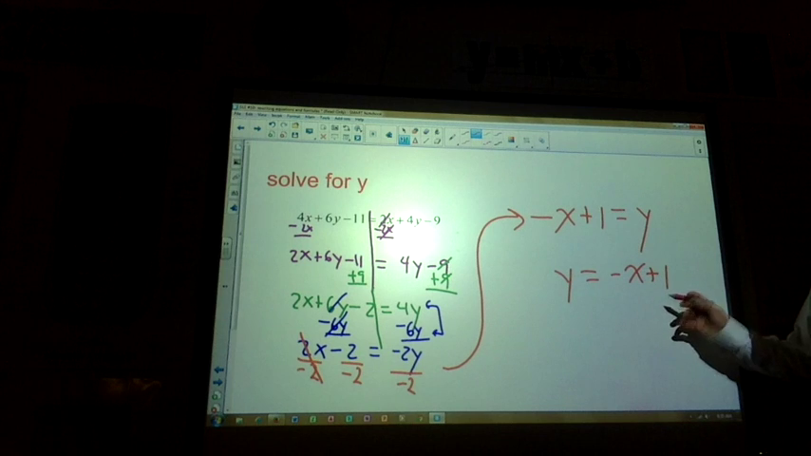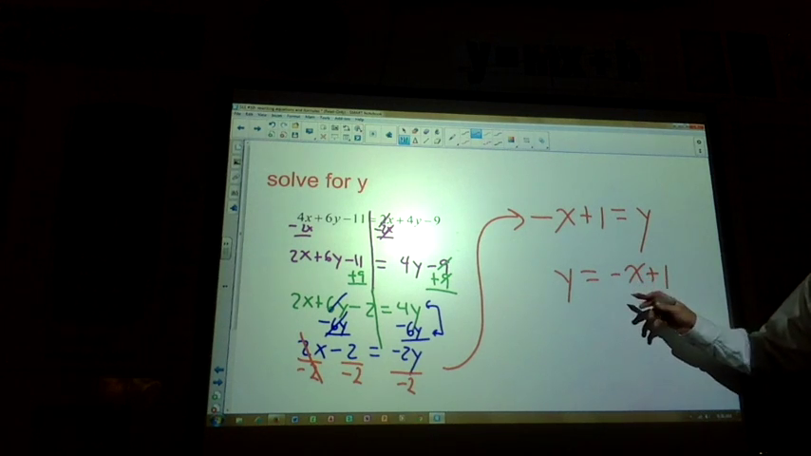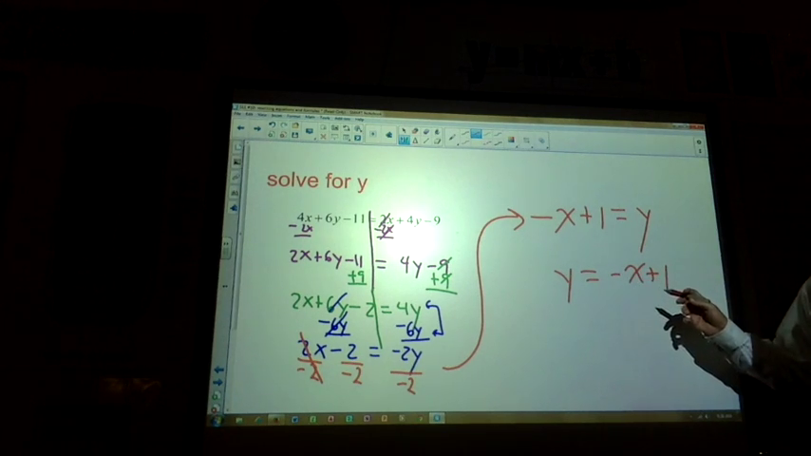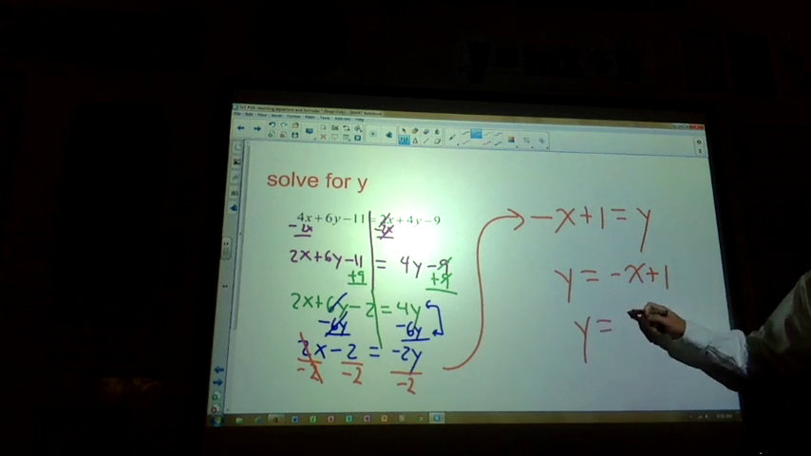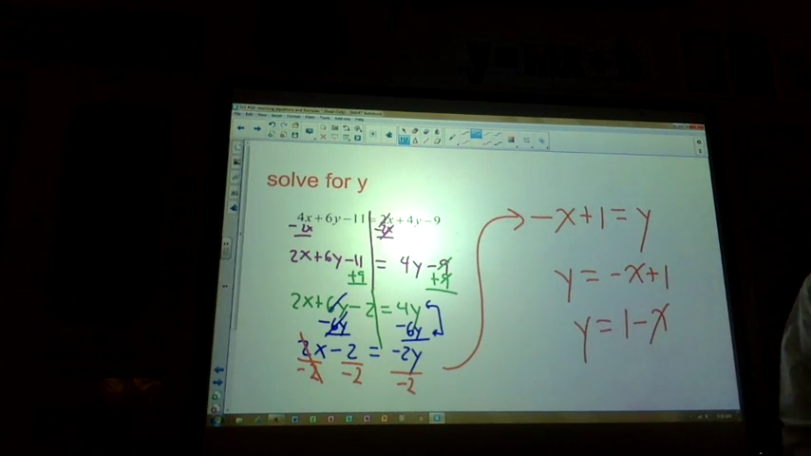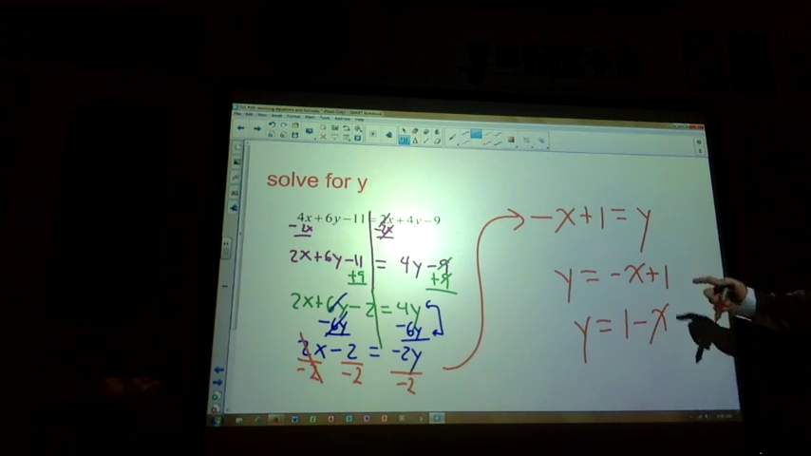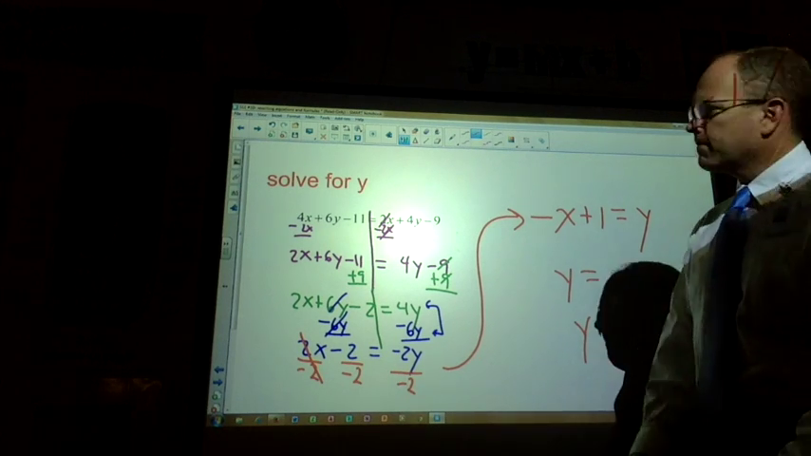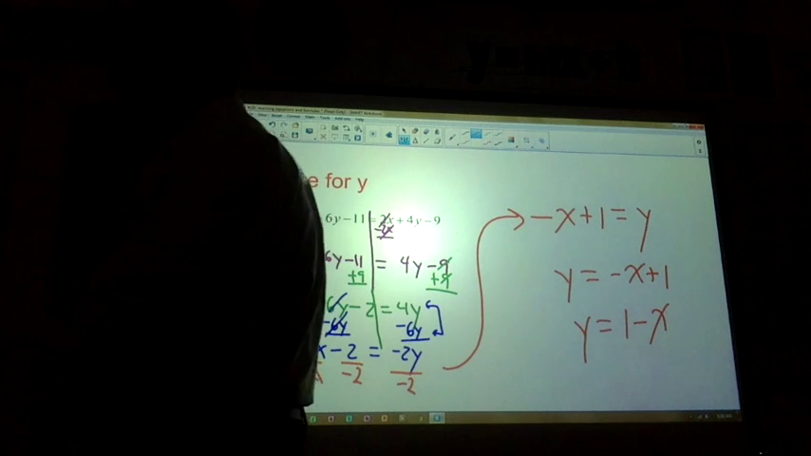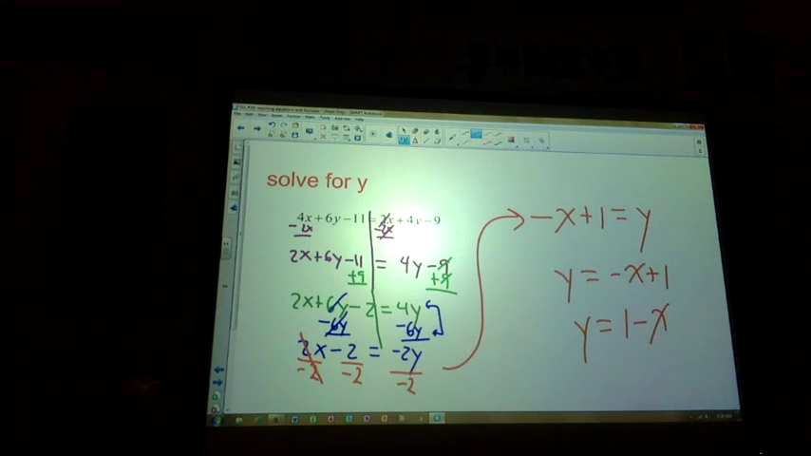Not x minus 1, but 1 minus x would work. So if you had this, this works. But watch your signs. If you're saying x minus 1, that means you have a positive x, and it should be negative, and a minus 1 should be positive. Can I move on? Is there any more? Almost done? I have 2 more?